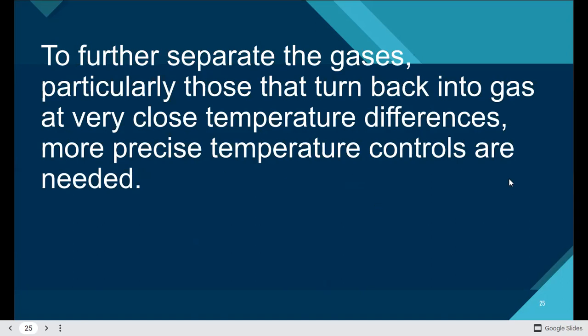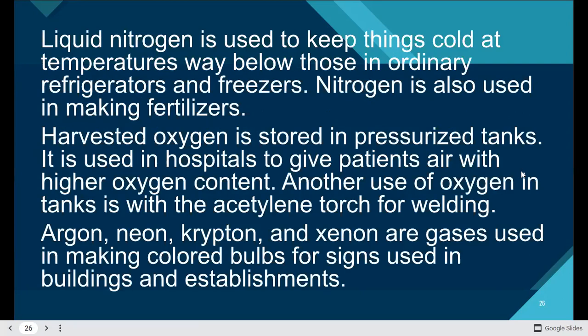Let's continue. Liquid nitrogen is used to keep things cold at temperatures way below those in ordinary refrigerators and freezers. Nitrogen is also used in making fertilizers. Harvested oxygen is stored in pressurized tanks. This is how we collect oxygen. It is used in hospitals to give patients air with higher oxygen content. Another use of oxygen in tanks is in the acetylene torch used in welding.